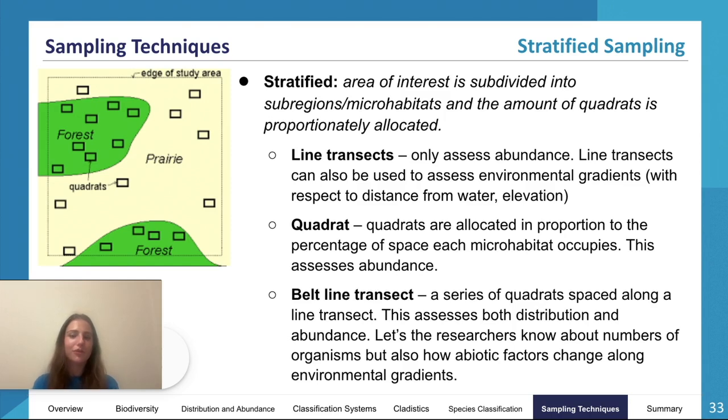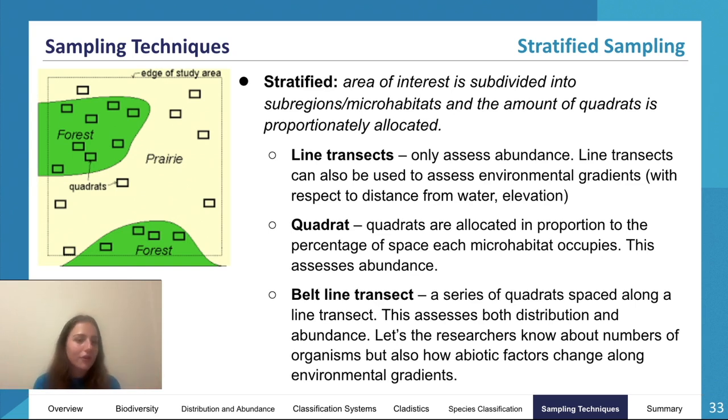We can do this using a couple of different methods. However, we don't just have to rely on quadrants. We can use line transects. This technique is super straightforward. You just lay down a line through your area and count along it. In the context of stratified sampling, you're just using this method to assess abundance within a subregion.